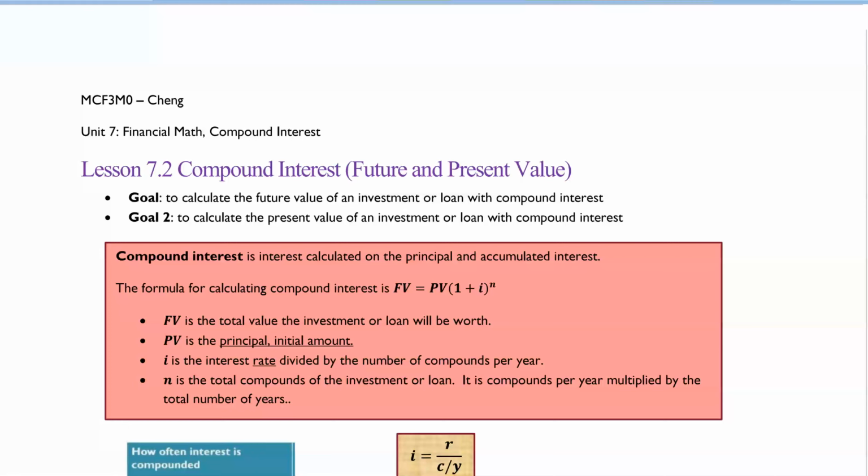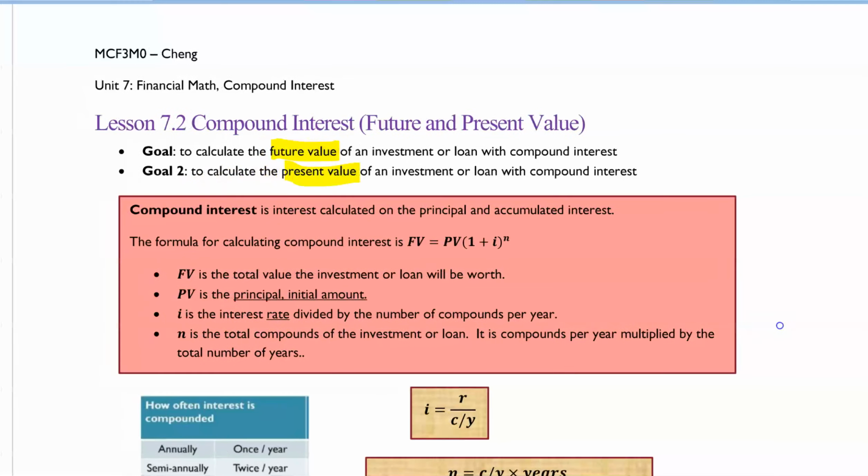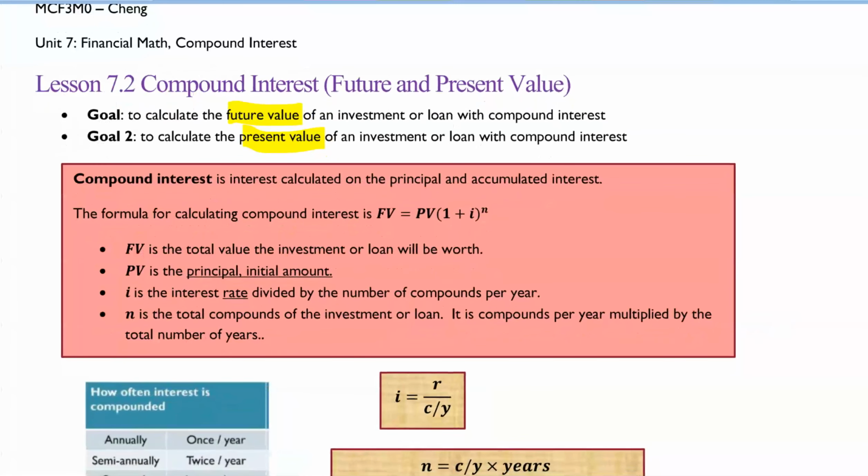When we covered exponential growth, we covered exponential growth situations like those word problems, and this is essentially what we're talking about here. Those of you who get that should be able to pick up on this lesson pretty smoothly. Our goal is to calculate the future value of an investment or loan with compound interest. And our goal number 2 is to calculate the present value of an investment or loan with compound interest. So both of them we're going to look at.